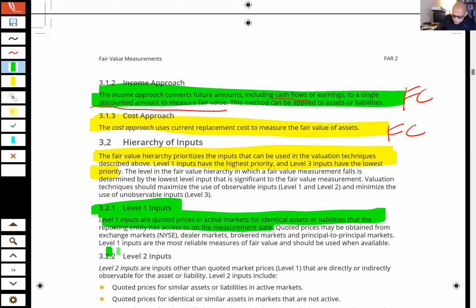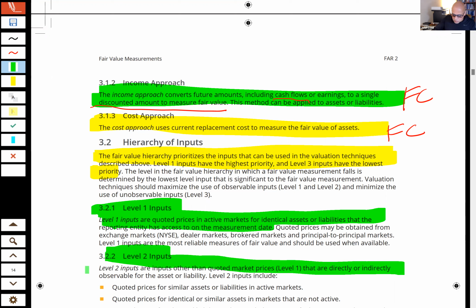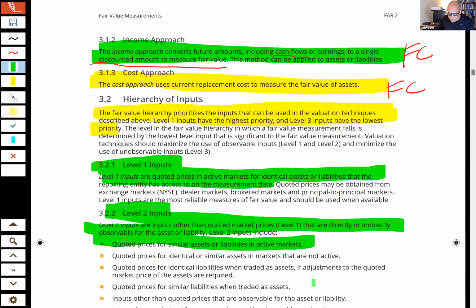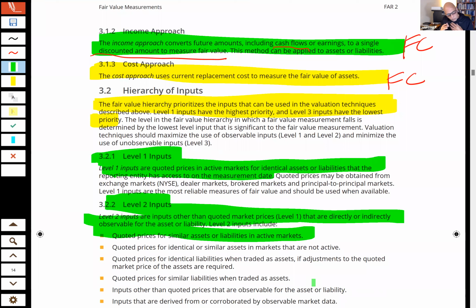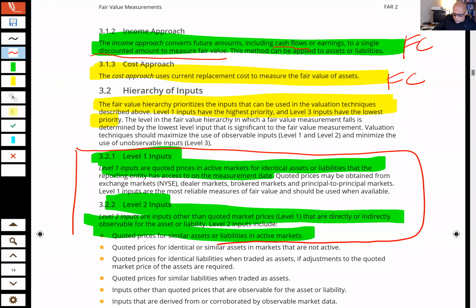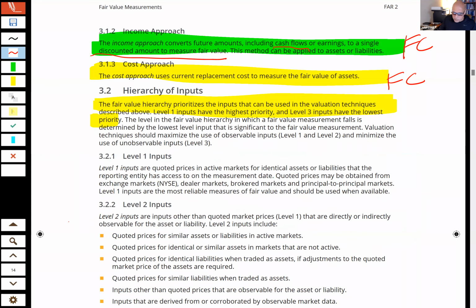Okay, level 2 inputs would say, well, maybe there are similar assets out there that aren't identical, but they are very similar, and I can use that. Okay, now, when I look at those two, the level 1, the level 2 inputs, you should flashcard what these level 1, level 2 inputs are all about, identical or similar.